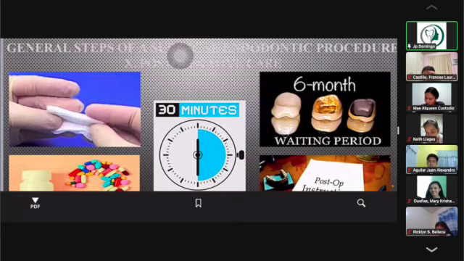And then 6 months ang waiting period, okay, after the surgical endodontic procedure before you can fabricate crowns and bridges. Okay? And don't forget to give the post-op instructions both verbally and in written form.